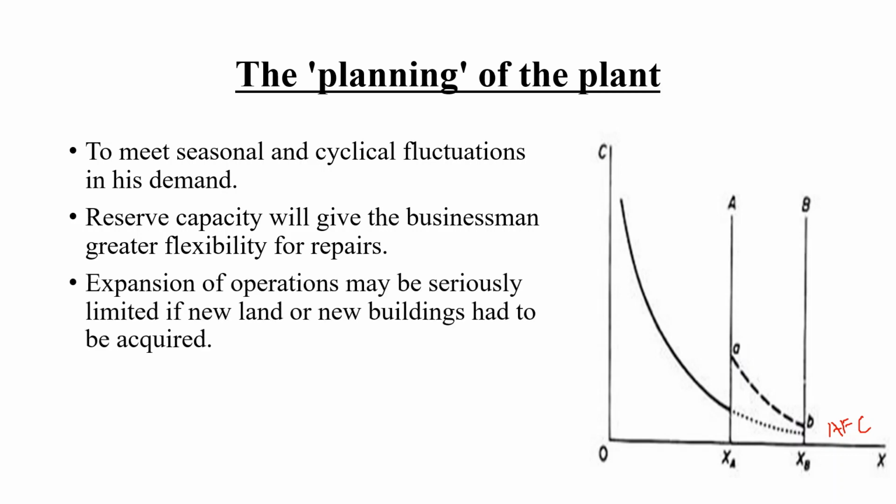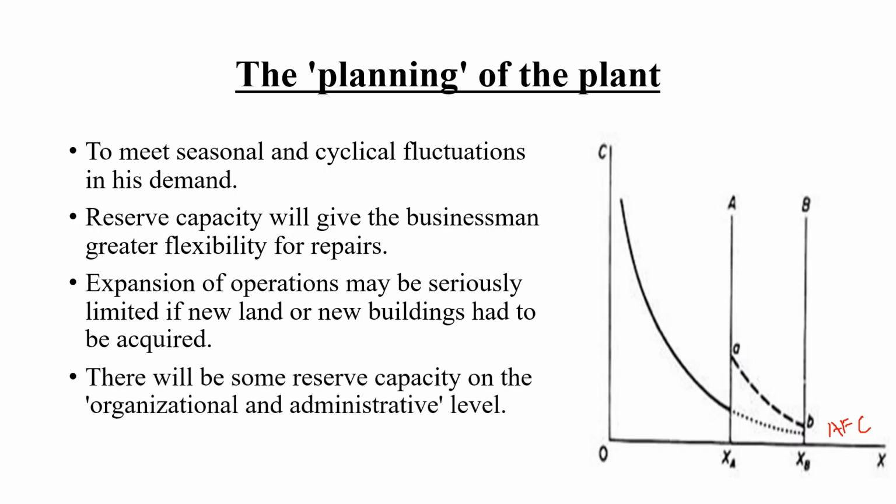Some reserve capacity will always be allowed in the land and buildings, since expansion of operations may be seriously limited if new land or new buildings had to be acquired. And finally, there will be some reserve capacity on the organizational and administrative level. The administrative staff will be hired at such numbers as to allow some increase in the operations of the firm. The figure shows the average fixed cost curve. The points from small a to b, that is the broken line, shows the reserve capacity of the firm.